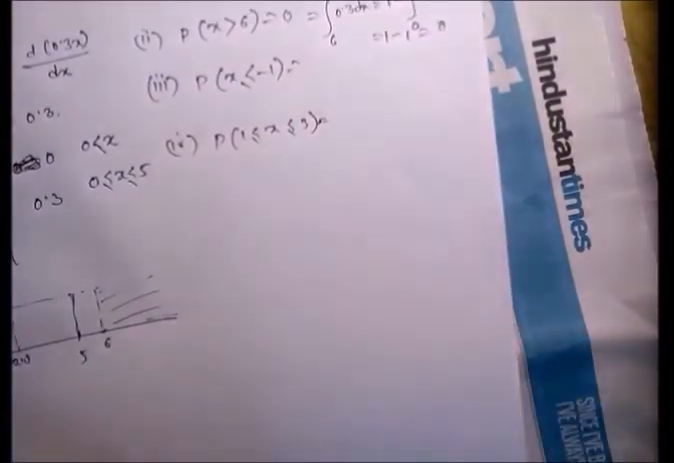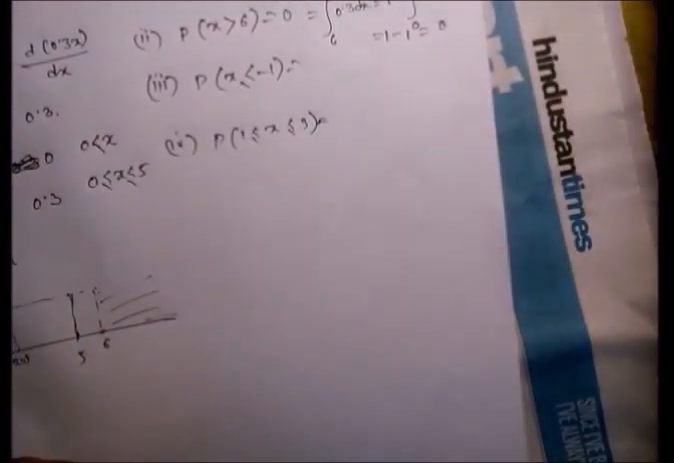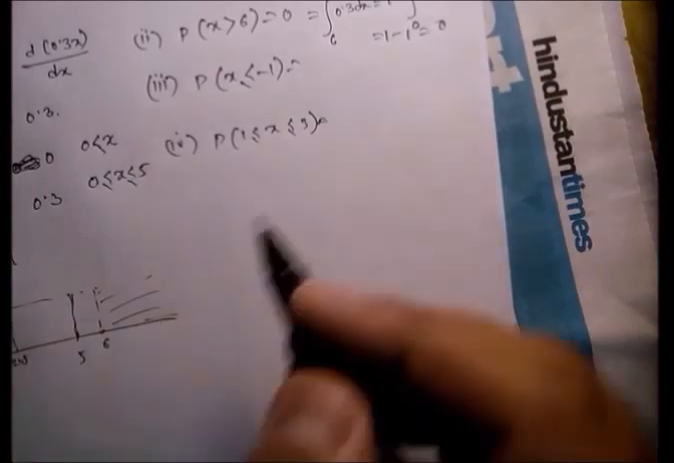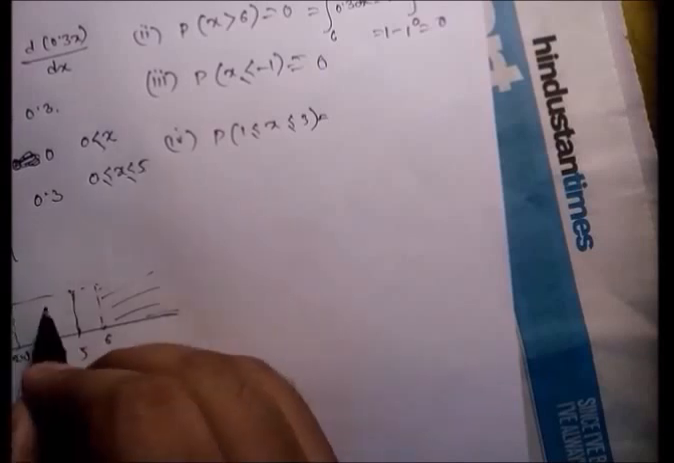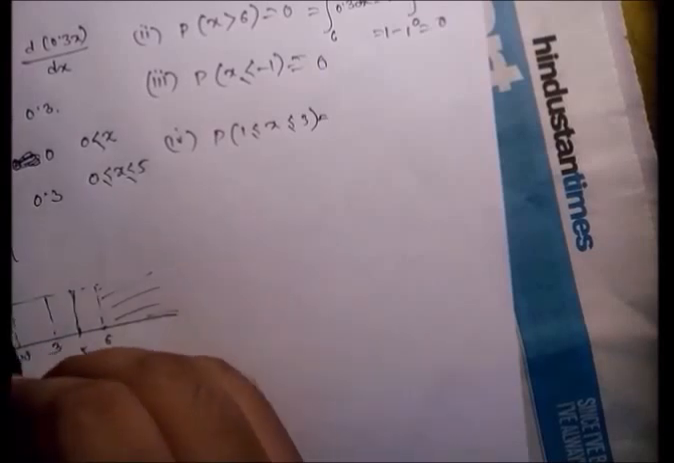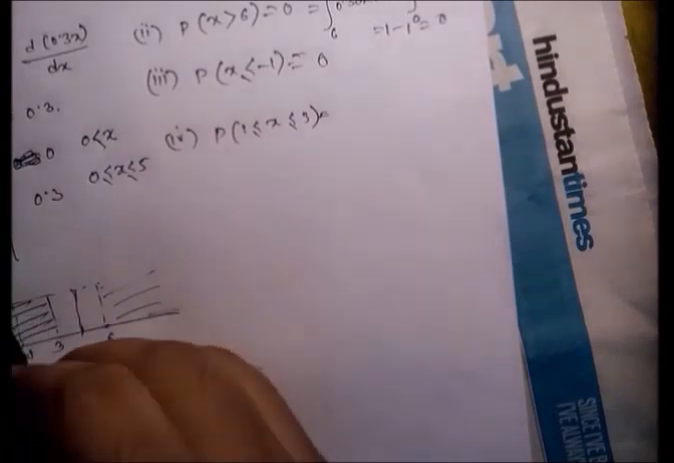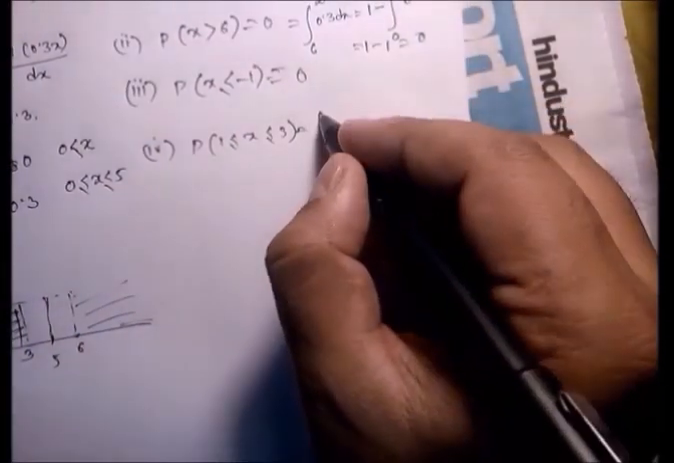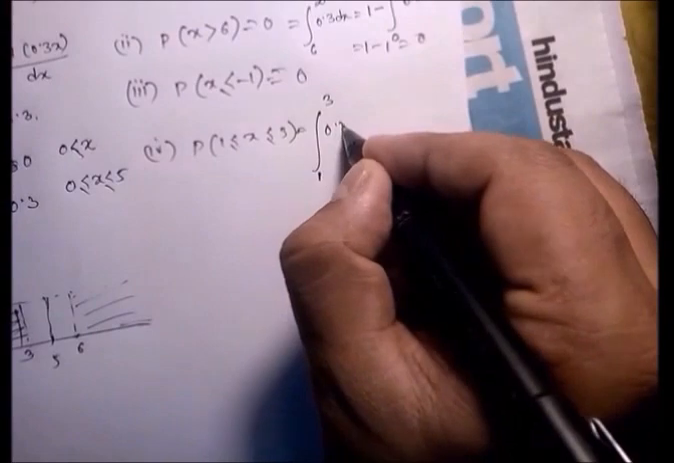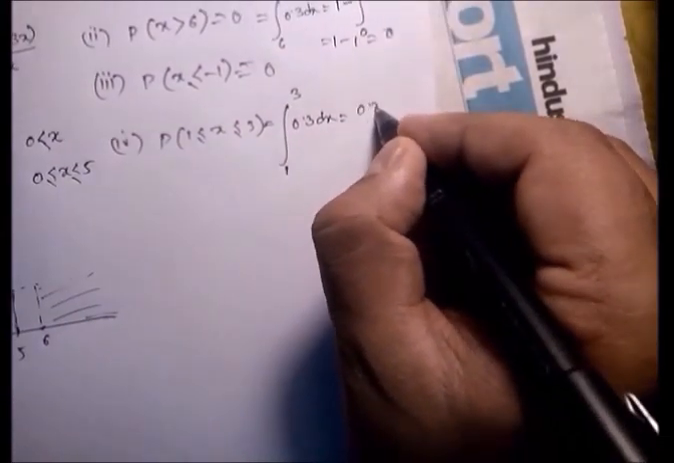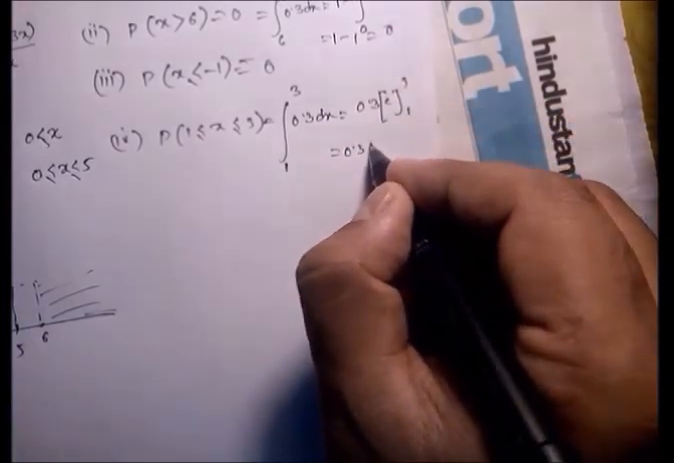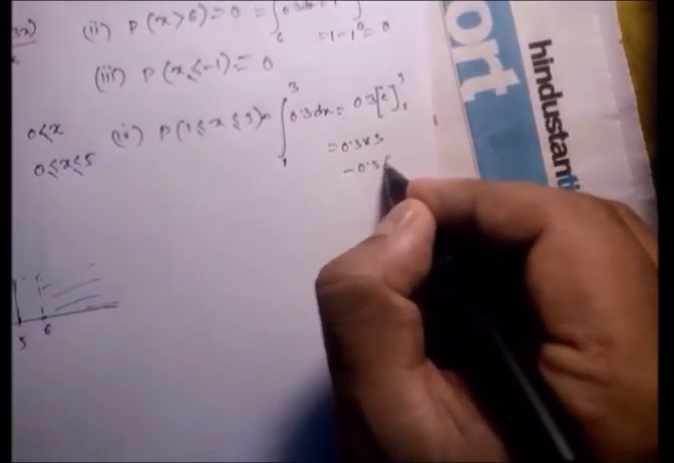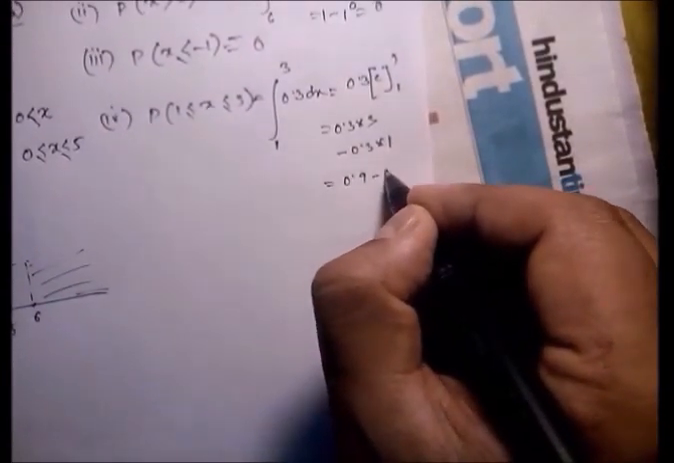Next, less than minus 1. Minus 1 will be somewhere here, so obviously it is 0. Then between 1 and 3, we have to identify this particular area. So that means the integral from 1 to 3 of 0.3 dx. So 0.3 is constant, giving 0.3 times 3 minus 0.3 times 1, so 0.9 minus 0.3, which is 0.6.